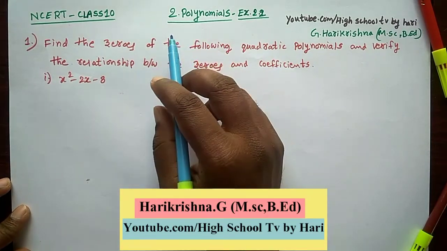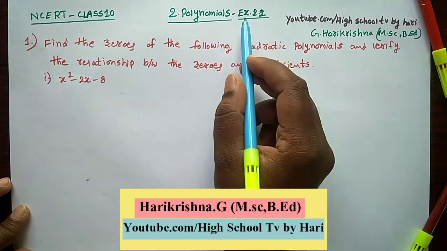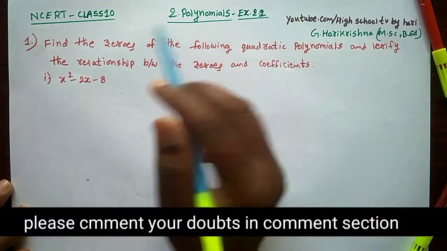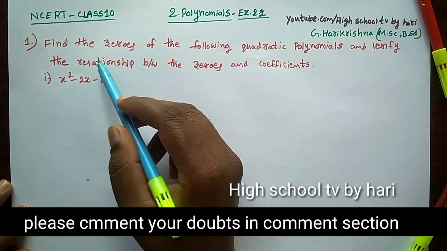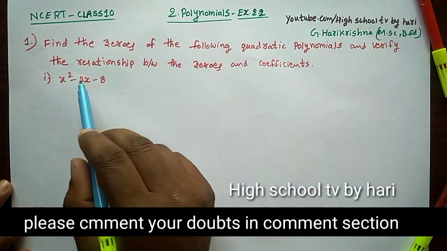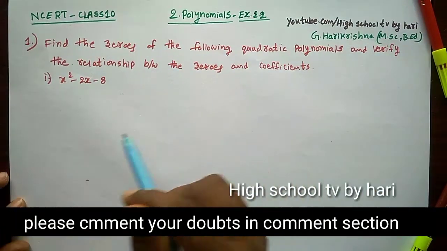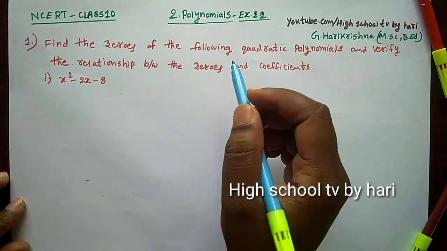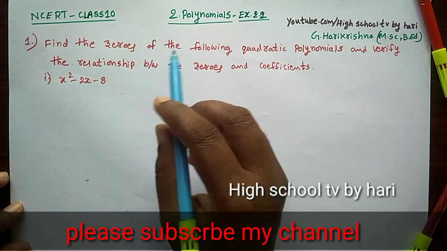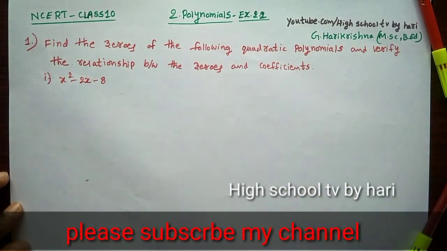Today's topic is the second chapter, Polynomials, 10th class, exercise 2.2. First bit: find the zeros of the following quadratic polynomials and verify the relationship between the zeros and coefficients. We have to find the zeros and verify the relationship between the zeros and the coefficients. Solution.